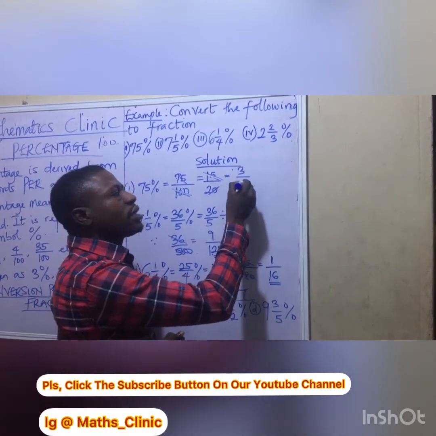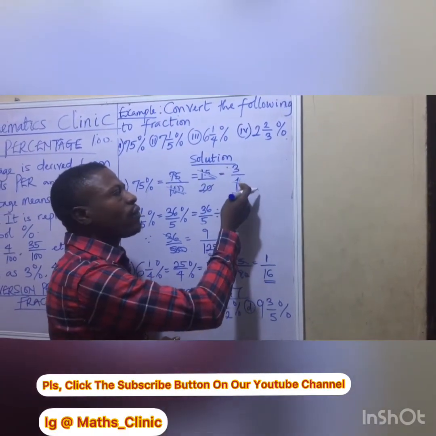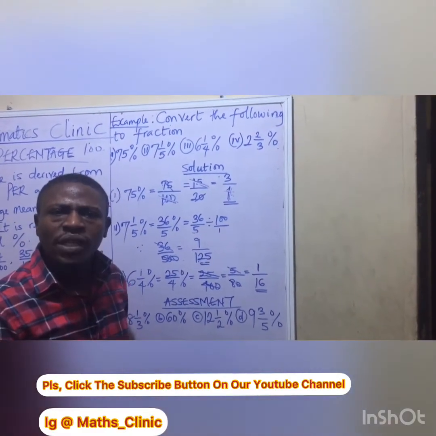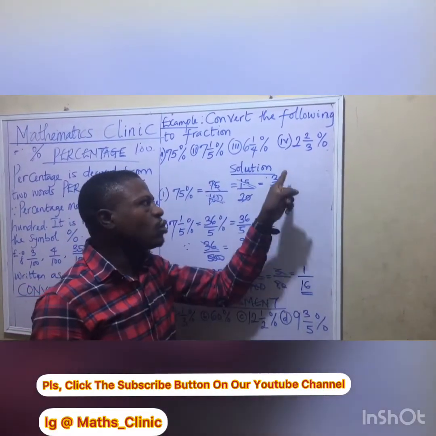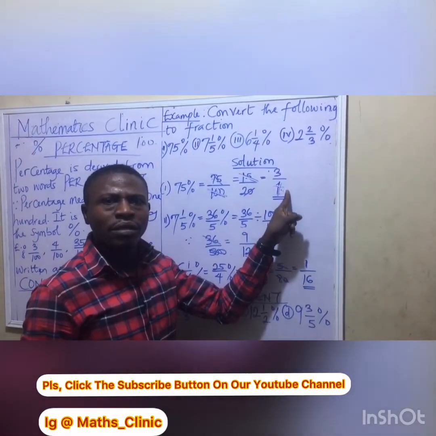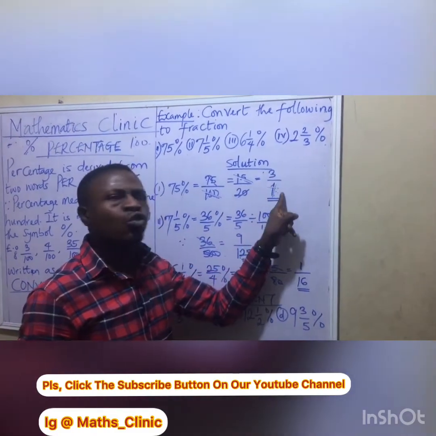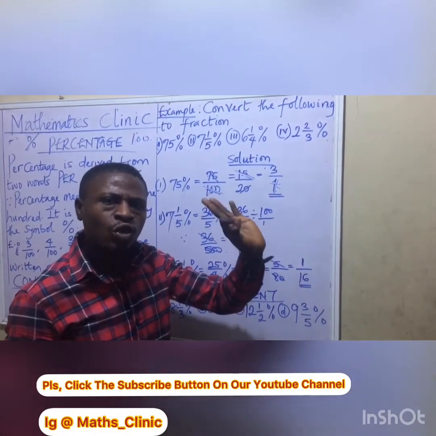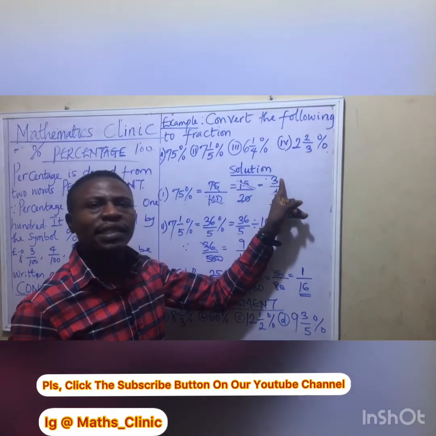3 can go in 3, 3 cannot go in 4. 2 can go in 4, 2 cannot go in 3. 4 can go in 4, 4 cannot go in 3. There is no number again, because when you are cutting it to the lowest term, you have to look for that factor that will divide both numbers, the top number and the down number. Not that you look for a number that will divide the top number and use another number to divide the down number. No, you look for a particular factor or number that will divide both numbers. So our final answer here is 3 over 4.